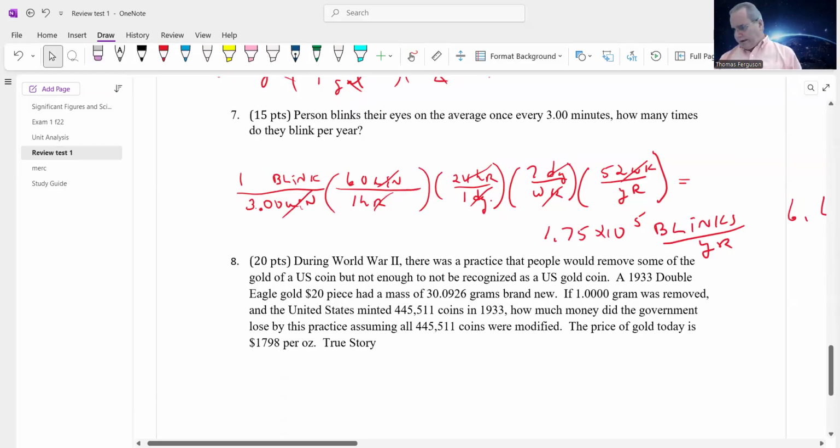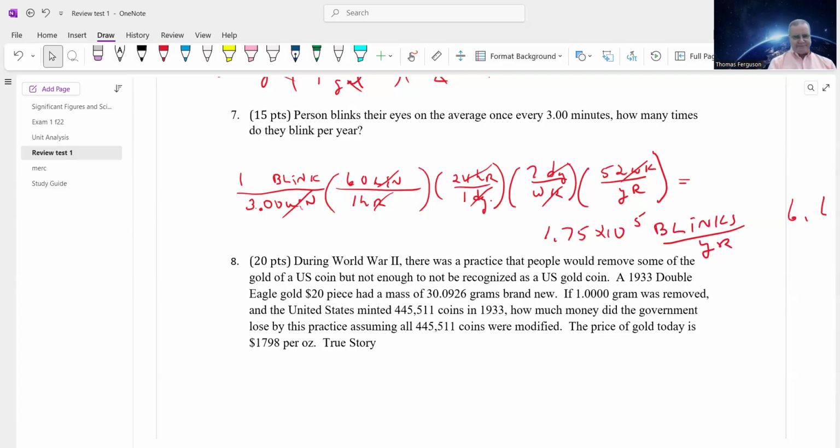And then we have the gold coin. Now, let me explain this again. So what they were doing during World War II, they were taking a gold coin and buffing off gold, down to the point where you can barely read it. So it was considered legal tender. They would cash it back in for $20, get another one, buff it down. Each time they buffed it down, they buffed off 1 gram of gold.